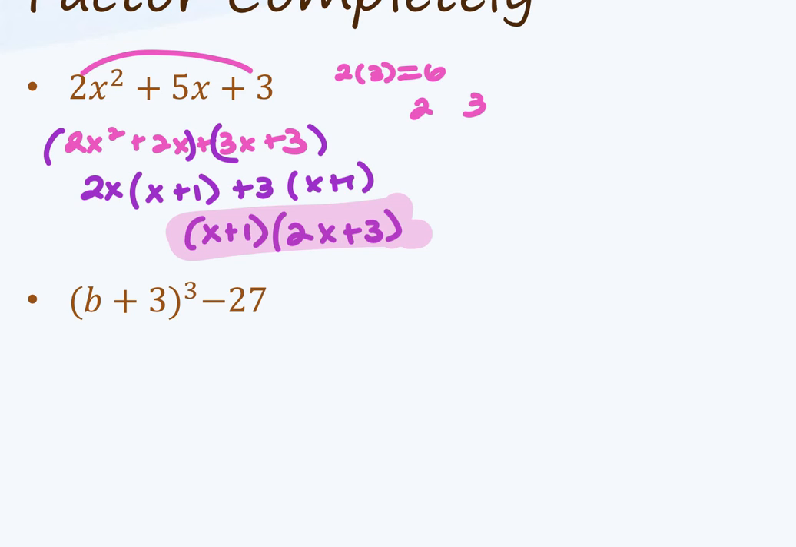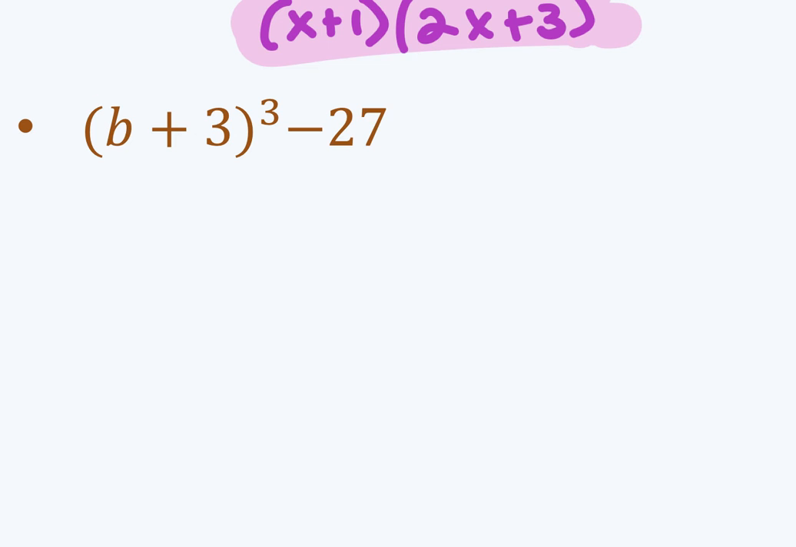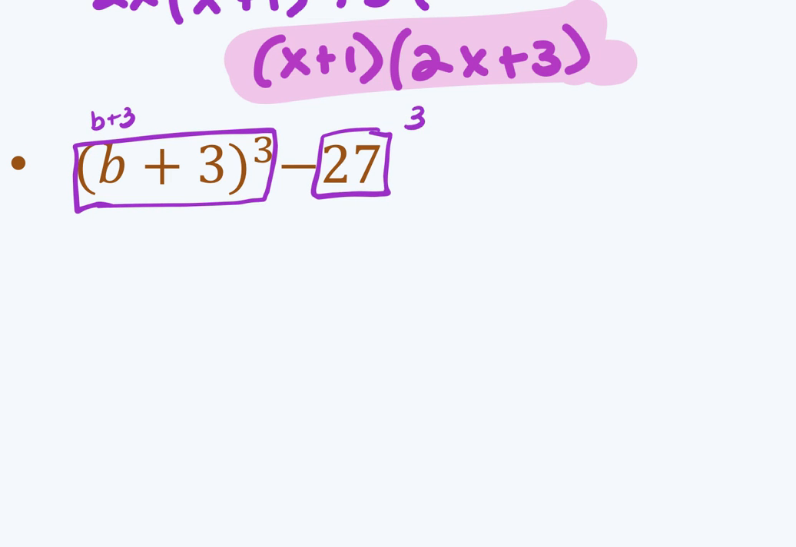These are both perfect cubes. Anything raised to the third power is a perfect cube, and then 27 is a perfect cube. So this is the sum of perfect cubes. So we cube root each term. The cube root of b plus 3 to the third is b plus 3. The cube root of 27 is 3.